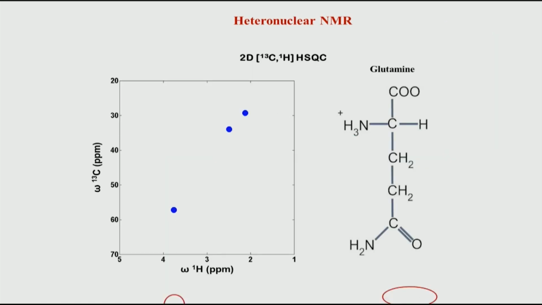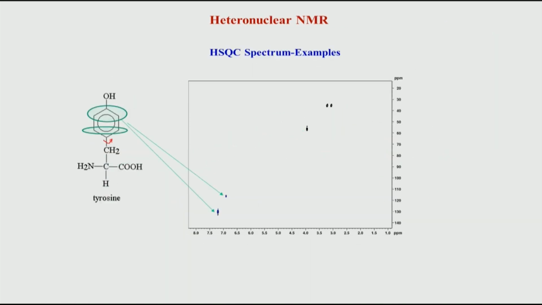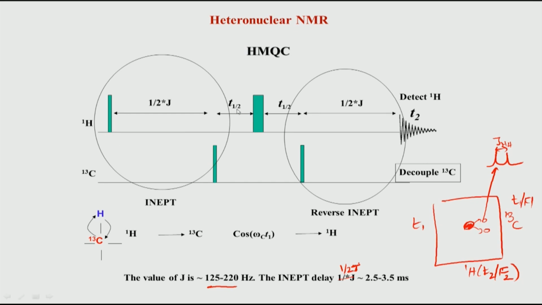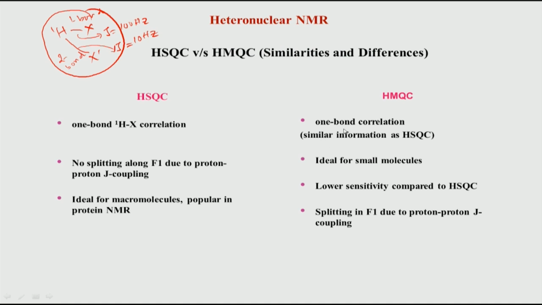That is not there in HMQC. In HMQC it is along the xy plane, and therefore, here it is coupled. So, this is a big difference between the two experiments: in HSQC there is no splitting, but in HMQC there is splitting. This is one major difference, and because of this reason we normally like HSQC for a bigger molecule, because sensitivity is a major issue.